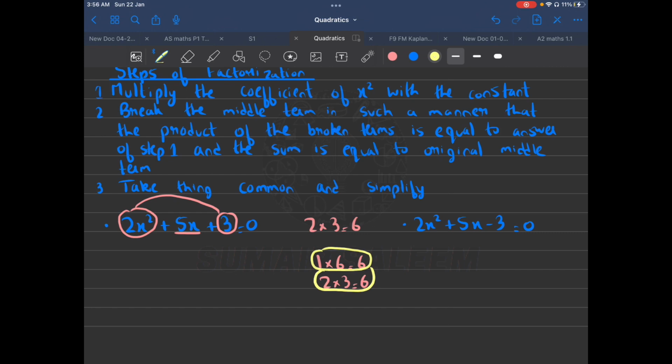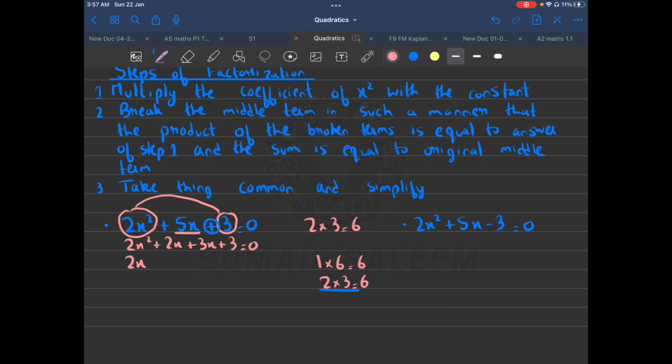So can I use both the factors? No, you can't use both the factors. The game is dependent on this sign. What's the sign here? Positive. So you need to use the factors that add up and make 5. So I'm going to use 2 and 3. Now, how will I use 2 and 3? It's going to be 2x squared plus 2x plus 3x plus 3 is equal to 0.